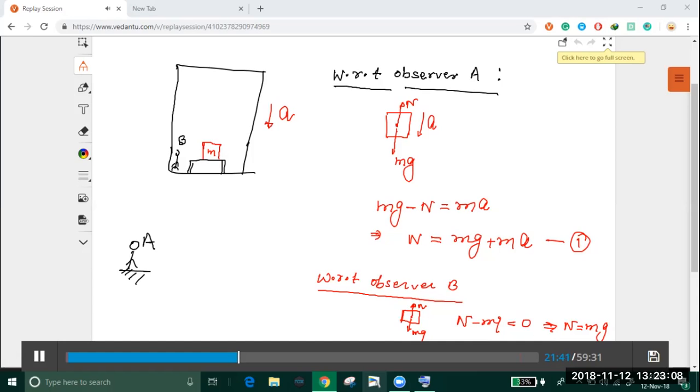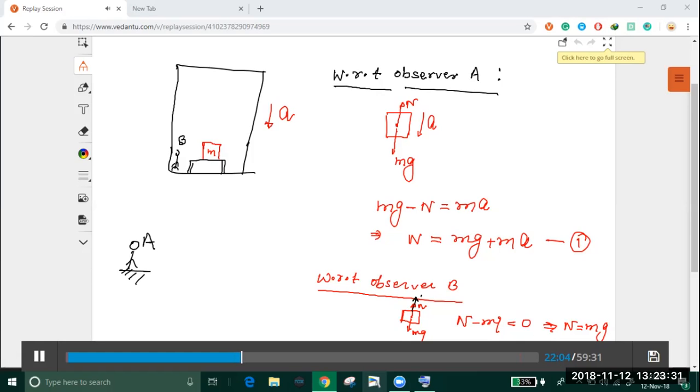What we do? We apply the pseudo force, right? Pseudo force is always in the opposite direction of the acceleration. So block A is accelerating down. So with respect to observer B, the pseudo force must be applied in this direction. The amount is inertia times the acceleration. That is the pseudo force.